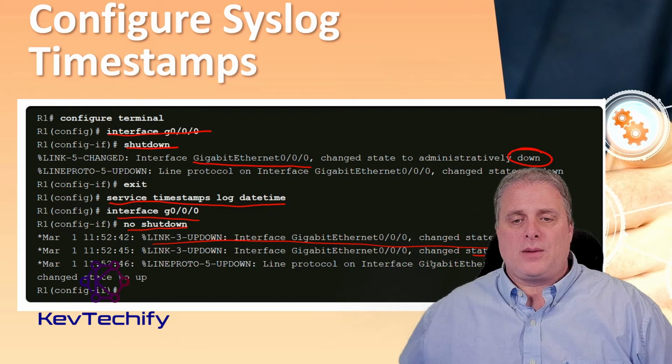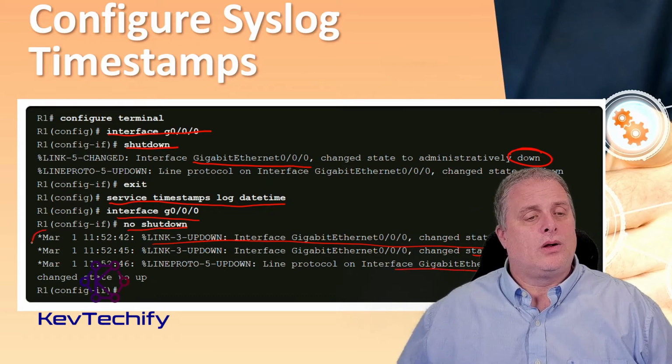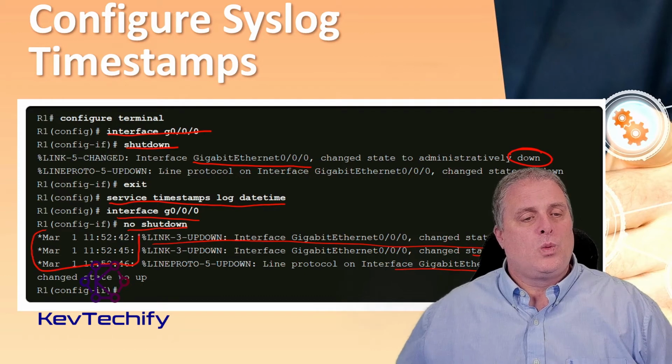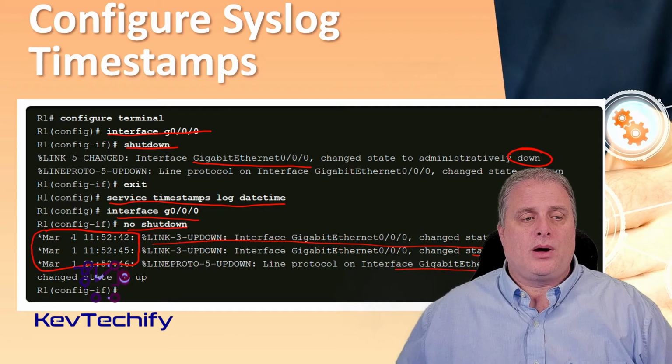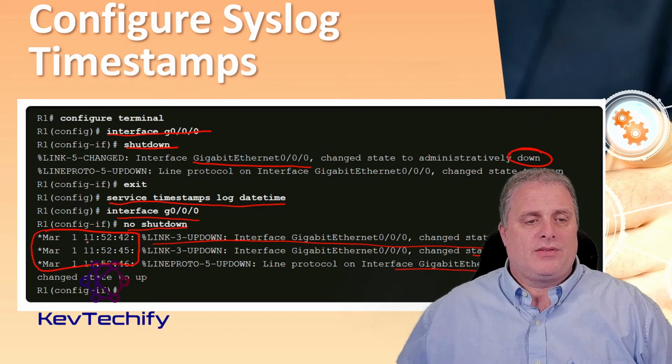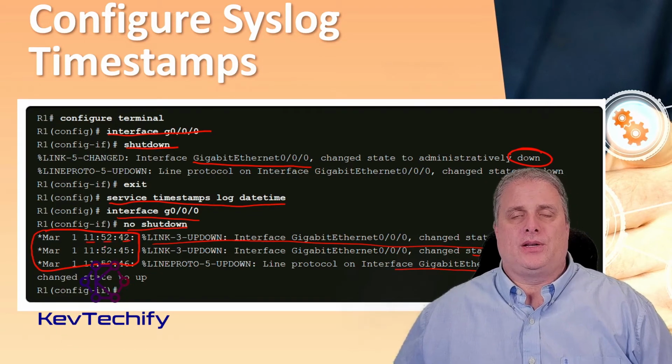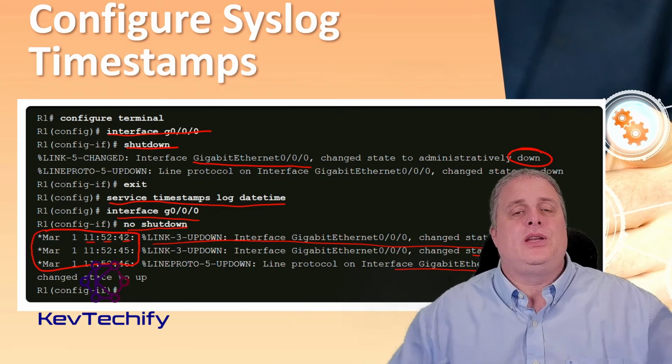Now it went back up, and our line protocols. Now look at the beginning of the line though. At the beginning of the line, we now have a date and time of when this happened. So we have the month, the day, we have the hour, minute, and even second on when this happened. So now we can start comparing between devices.